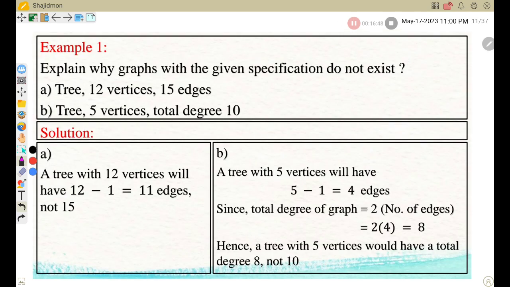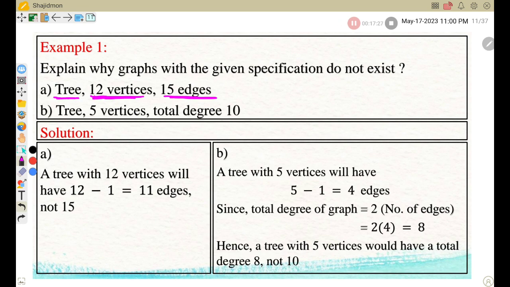Okay, now let me go to one example here. Whatever we discussed just now, we will do with one example. Example number 1: explain why a graph with the given specification does not exist. Some specification is given, and that graph does not exist. What is the reason? For example, a tree having 12 vertices and 15 edges doesn't exist. What is the reason for that? That is the question here.